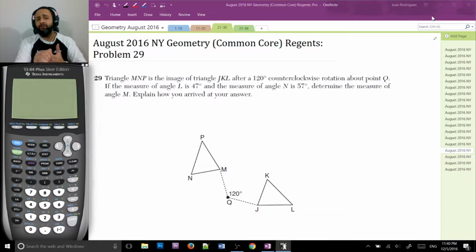Today we're working on the August 2016 New York Geometry Common Core Regents, problem number 29. If you want to access these exams anywhere in the world, go to nysedregents.org and click on the appropriate tab.